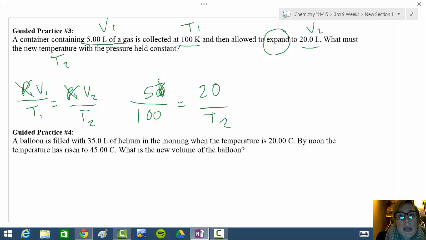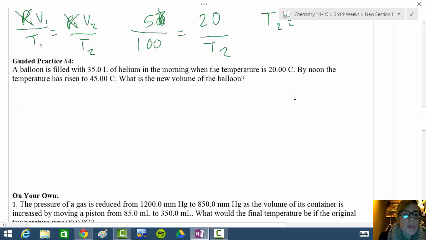This one was a pretty easy one because our volume was in the same units. Remember, if they're in two different units, you have to convert them to make sure they're the same unit. Doesn't matter if they're liters or milliliters, they just have to be the same. And our temperature here happened to be in Kelvin, which is good, because if it was in something else, we would have to convert it to Celsius first. And I'll leave you to solve for this answer on your own, but it's just 100 times 20 divided by 5.